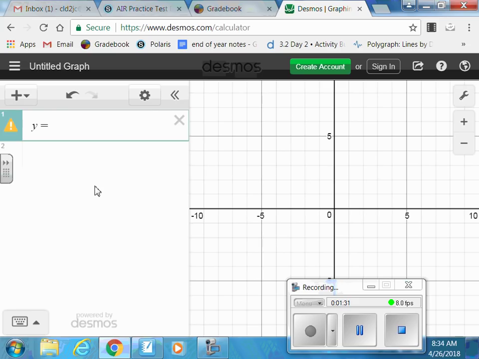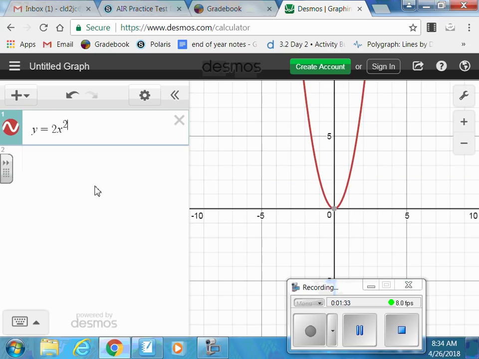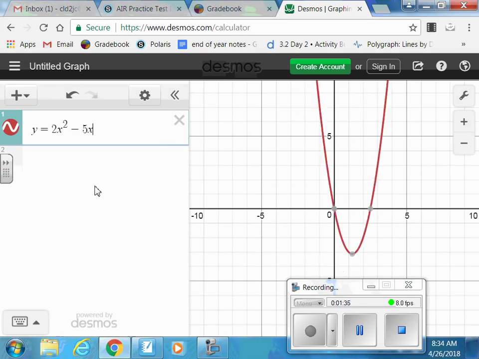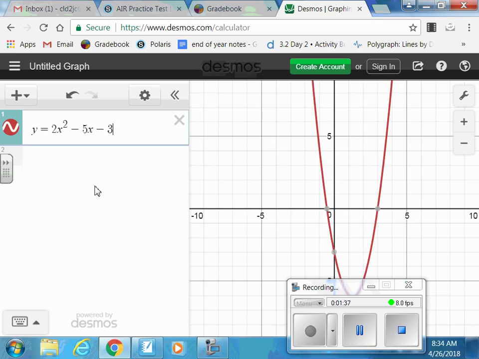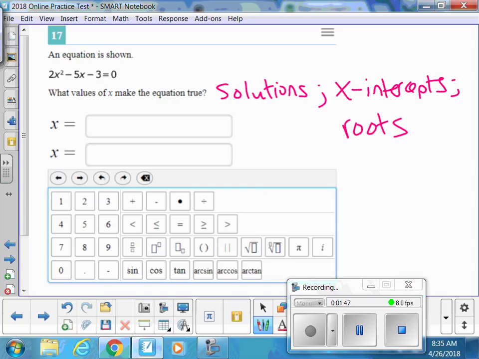Y equals 2x squared minus 5x minus 3. Bam and bam. So where I did my hover and clicking, those are our solutions, negative 0.5 and 3. And you would just enter them in the box. Negative 0.5 and 3. Awesome.